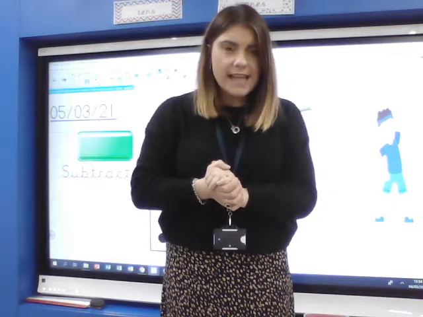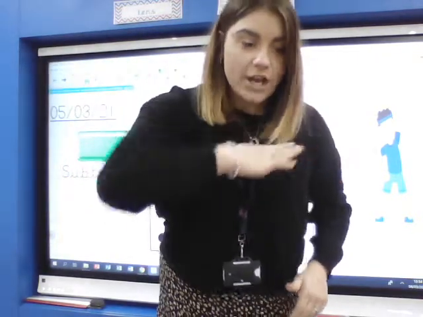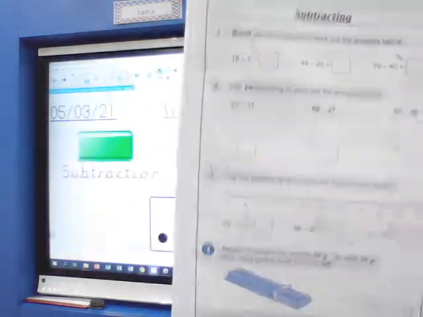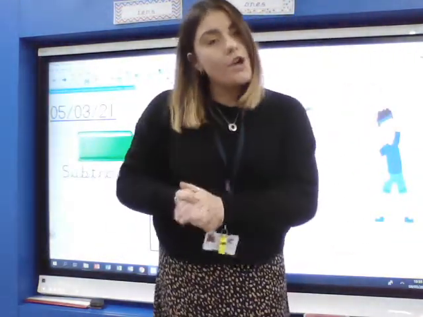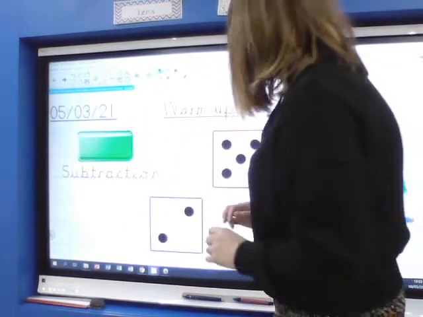So which operation is that? Hopefully you guessed it correctly. It's subtracting. So today, at the top of our page, we should have subtracting. So all the skills that we used yesterday, we're going to transfer over and help us with subtracting today. So we're going to warm up first, Year 2.